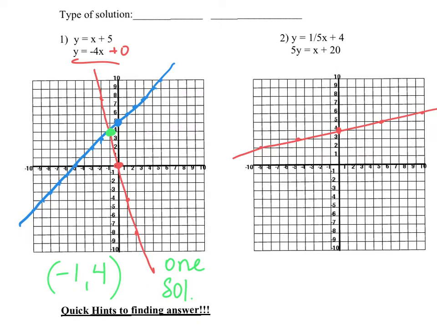Second line, can I graph that the way it's written? No. I need to get y by itself, right? How would I do that? Divide by 5. So this becomes y equals 1x divided by 5, 1 over 5 x, right? Plus 20 divided by 5.